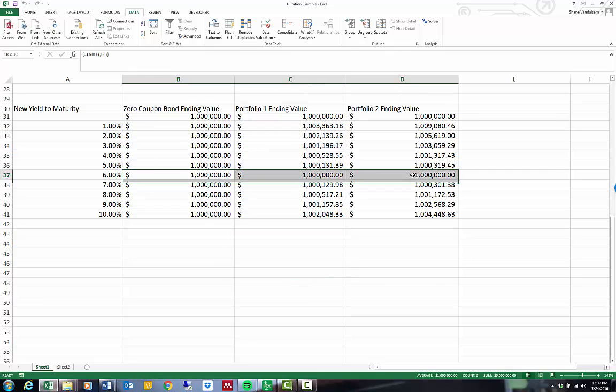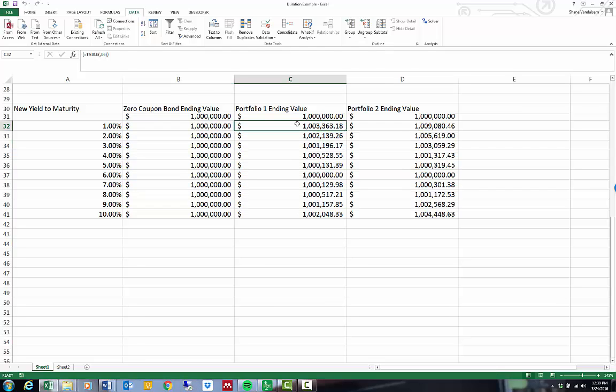So with a 6% yield to maturity across the board, if nothing changes, we get $1 million. But if we look at our other two portfolios, and that's true for the zero coupon bond, across the board, we get $1 million. For portfolio one though, a change in the yield to maturity actually benefits us because we're using two bonds of different durations to get a better outcome with a change in the interest rate. Same goes for portfolio two. In fact, we have a better outcome for portfolio two when we do that.